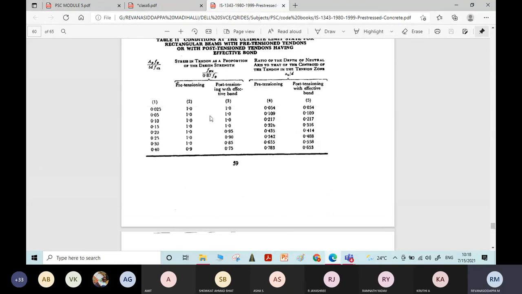Table number 11 only. Sir, what are the minimum index? Hi, madam. Not formula. Okay, madam.